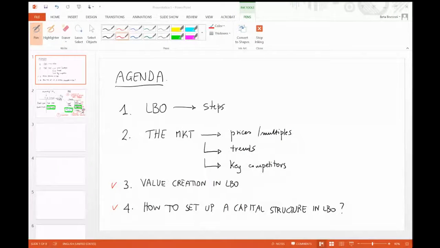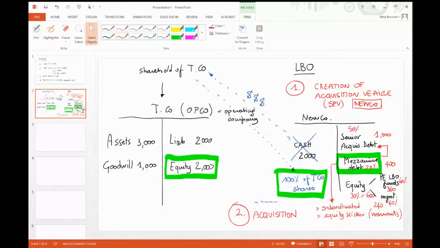So now, coming to the first point of our session today. The first point is represented by the steps that a typical LBO goes through when it is set up. And I start again from one of the slides, probably the last slide that we left last Monday when we concluded our session. Just a quick refresher.